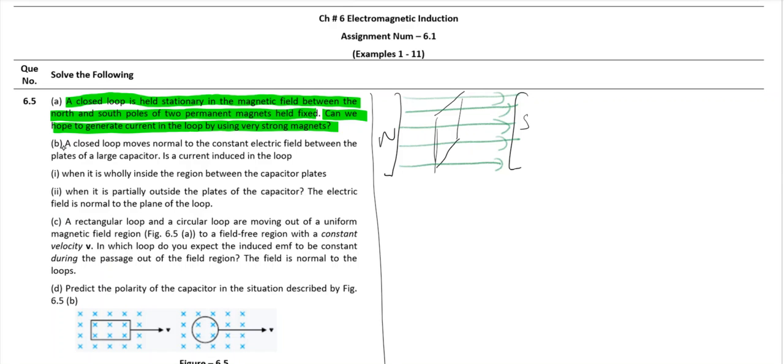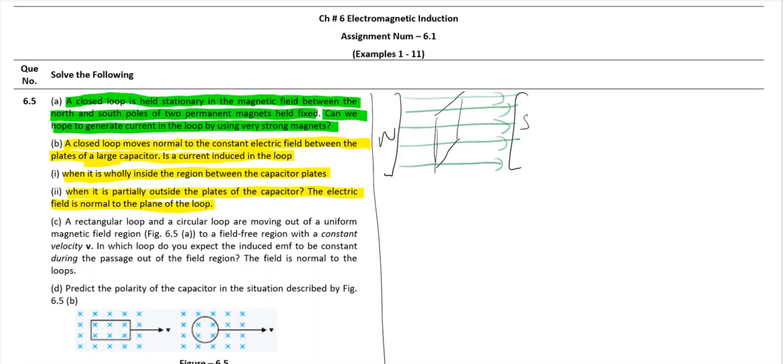Second question: a closed loop moves normal to the constant electric field between the plates of a large capacitor. Is a current induced in the loop when it is wholly inside the region between the two capacitor plates, and when it is partially outside the plates of the capacitor? The electric field is normal to the plane of the loop. So due to change in electric field, we cannot expect any induced EMF. EMF is induced due to change in magnetic flux.